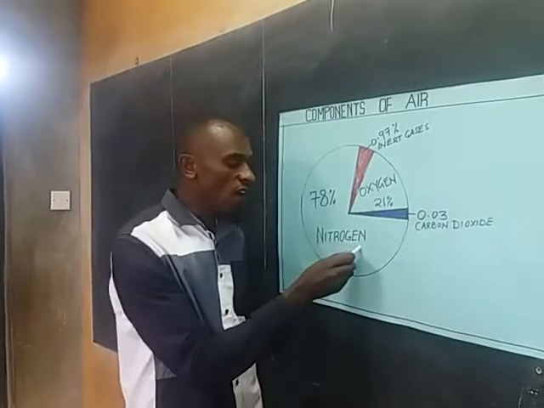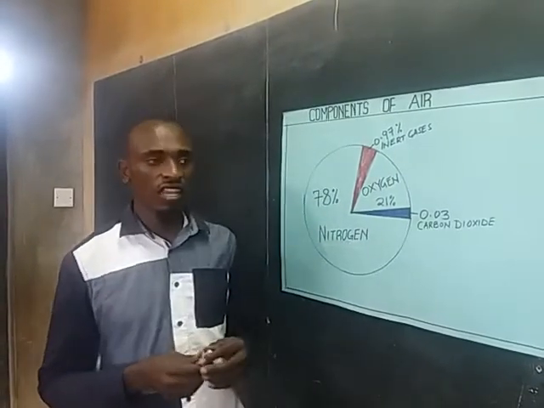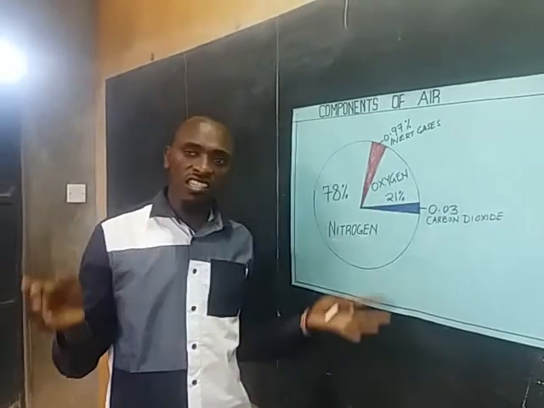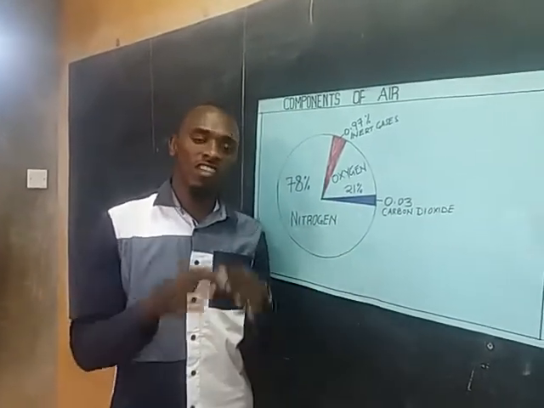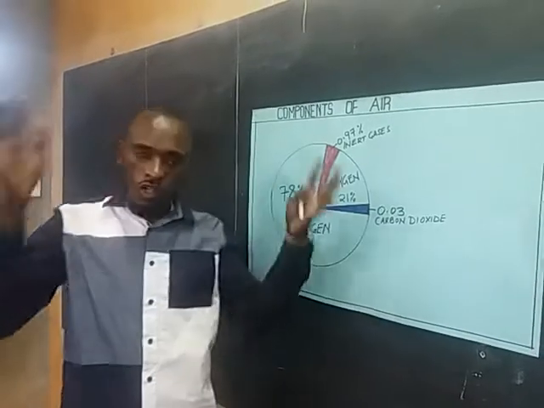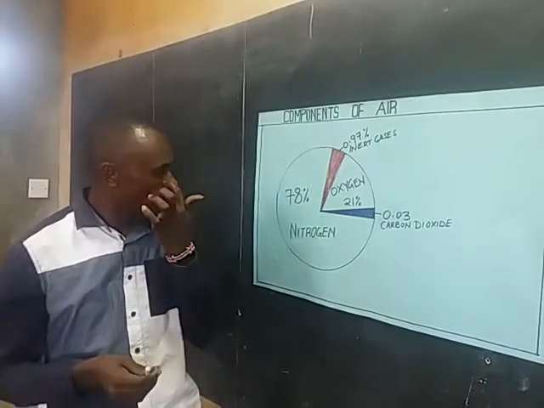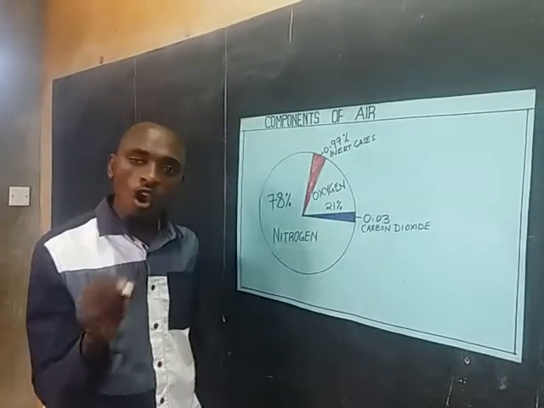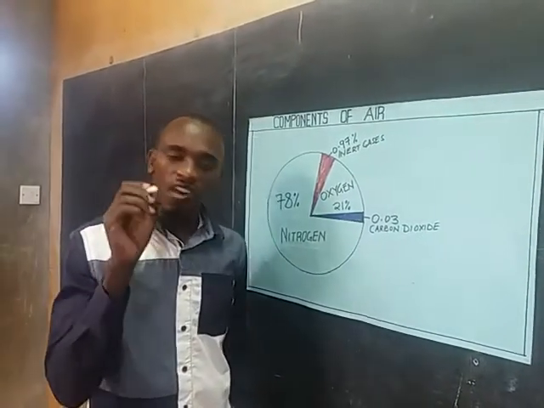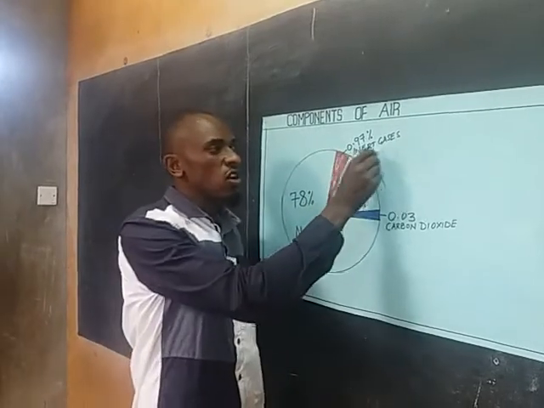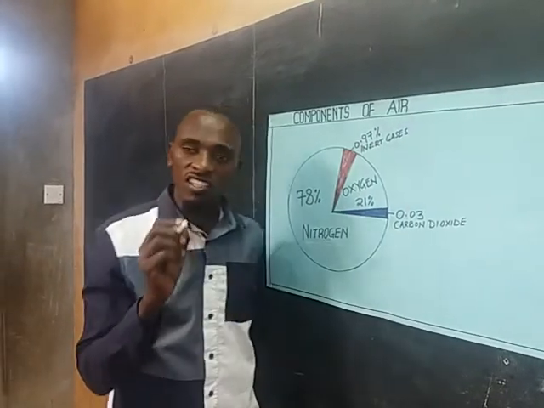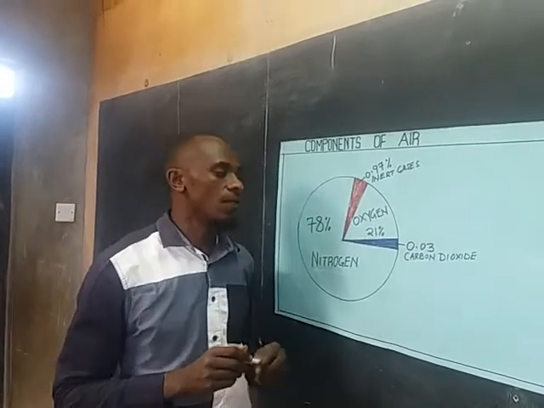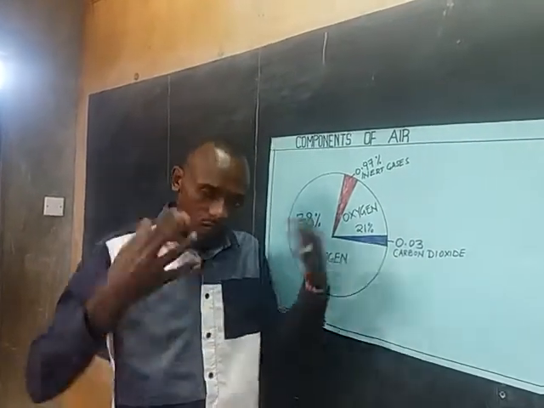One, we have nitrogen. Nitrogen occupies roughly 78%, approximately 78% of the total amount of air in the atmosphere. Then we have inert gases, also known as rare gases. They occupy 0.97%. Then from there we have oxygen, the gas that we breathe in.